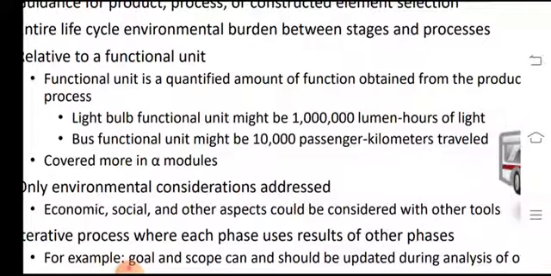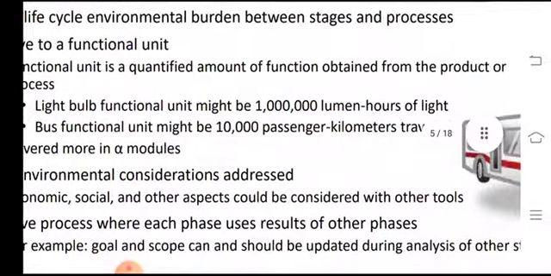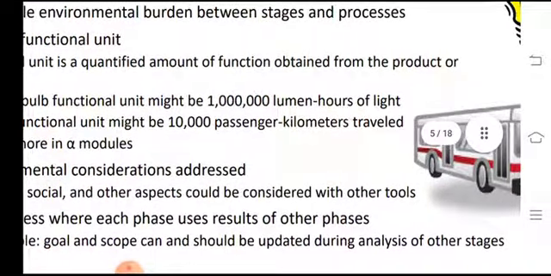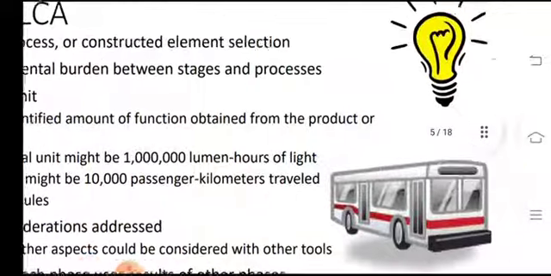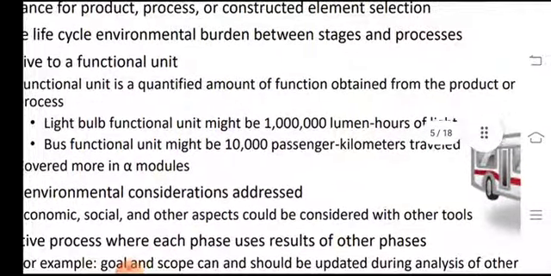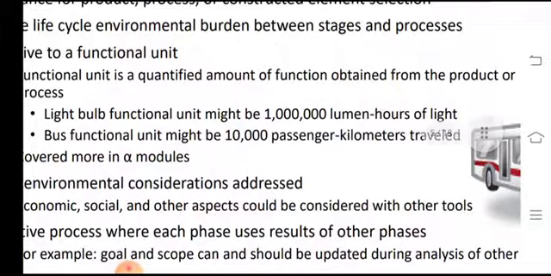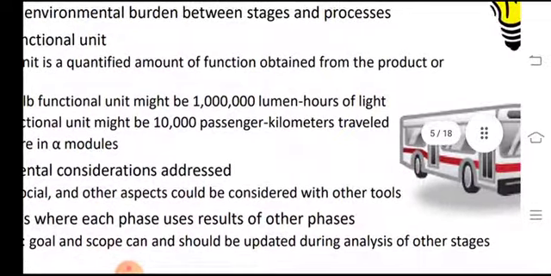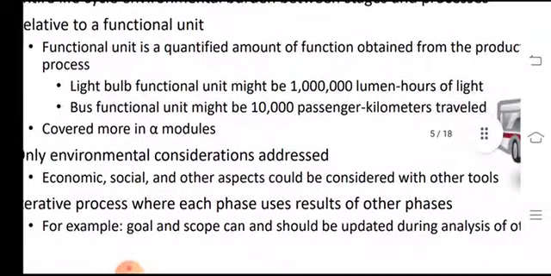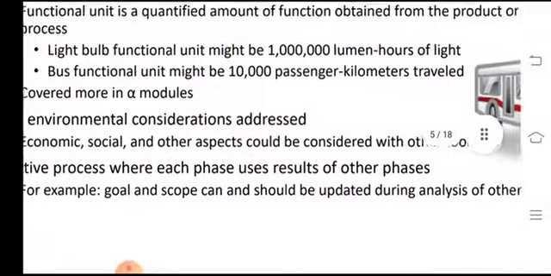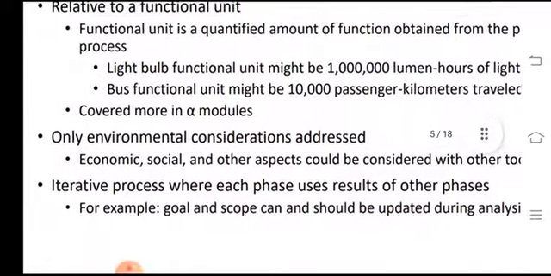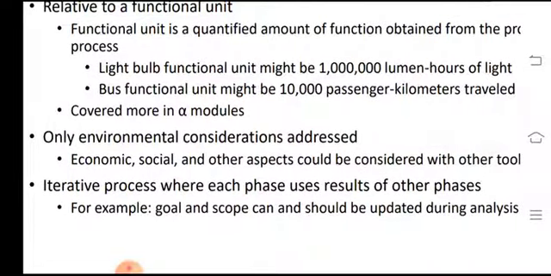So for a light bulb, the functional unit might be 1 million lumen hours of light. Then for a bus, the functional unit might be 10,000 passenger kilometers traveled. Then it is covered more in the modules.